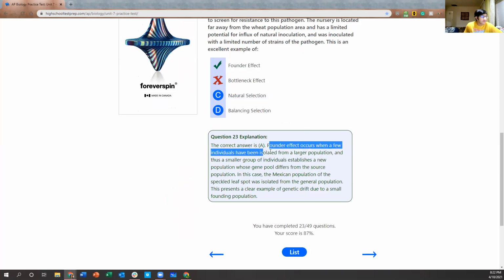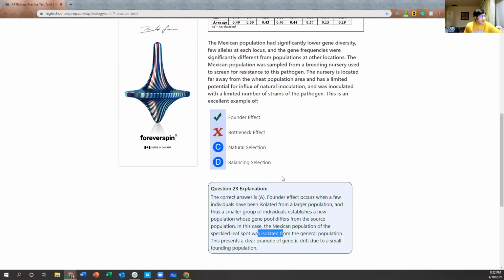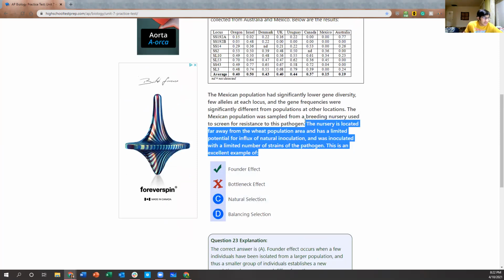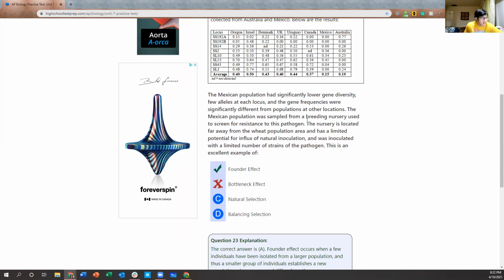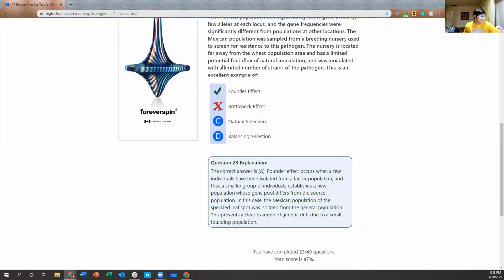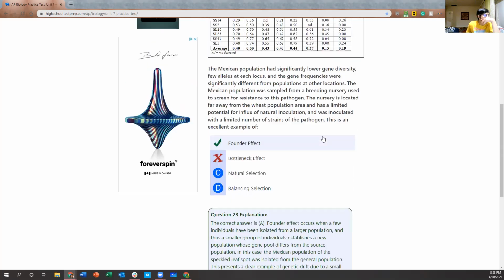Founder effect occurs when a few individuals have been isolated from a larger population and thus a smaller group of individuals establish a new population. The Mexican population was isolated. Okay, so we knew it was genetic drift. I wasn't sure whether the nursery, okay, I guess it implies that it was a founder effect because this nursery is located far away from the wheat population area and has limited potential influx of natural inoculation. Because it's isolated and far away, that suggests a founder effect. Yeah, in this case, especially when there's a small population, that's genetic drift, right?